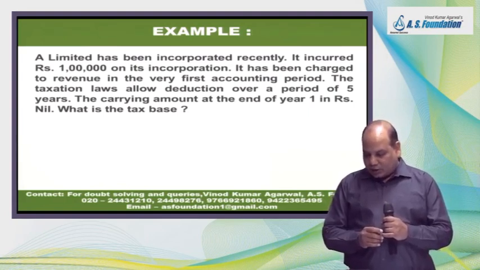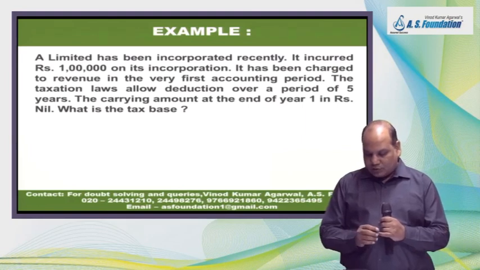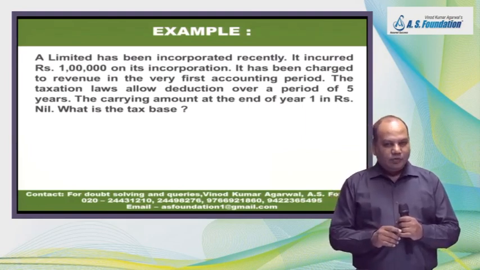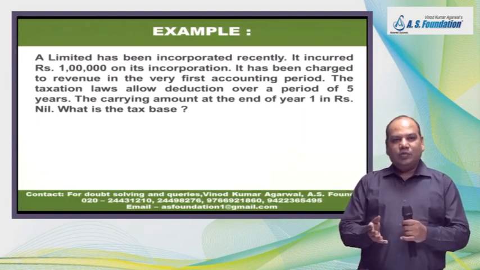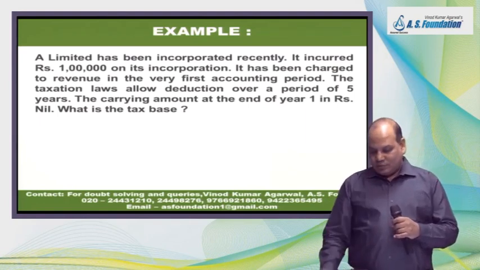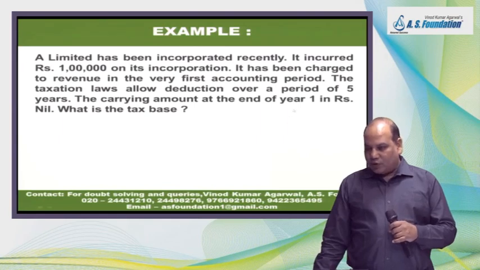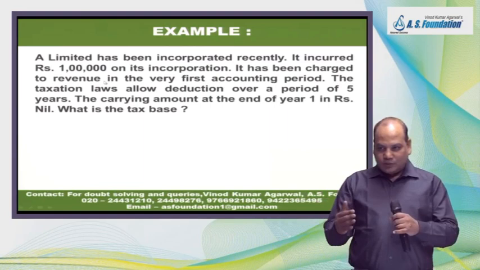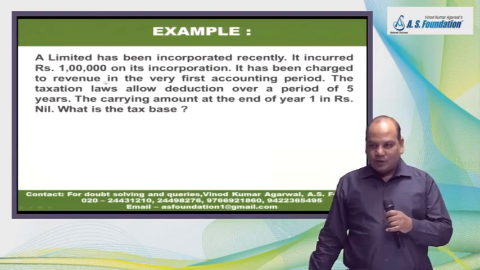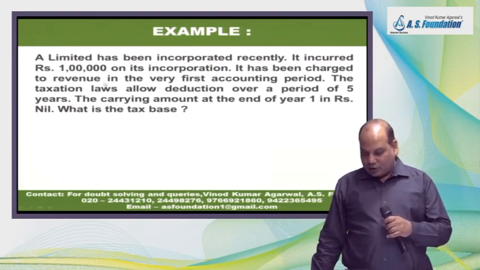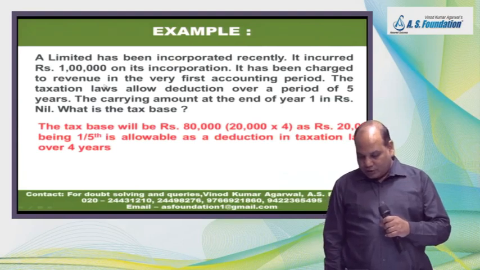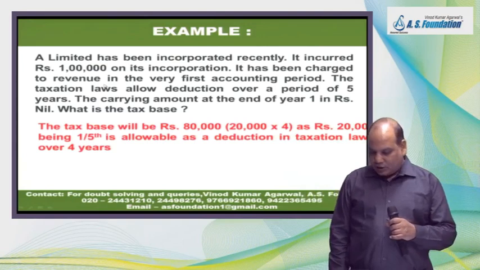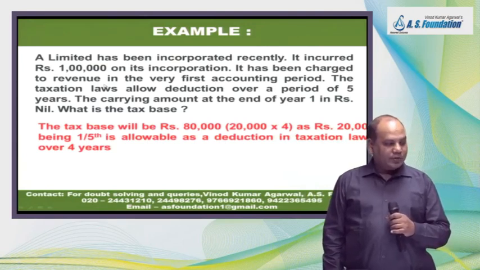Carrying amount at the end of year 1 means book value is nil. What is the tax base? Will it have a tax base? Carrying amount is nil. Yes. 4/5 of the amount will be the tax base because in the first year 1/5 will be written off. 4/5 will be written off in future periods. 4/5 of 1 lakh, that is 80,000, will be the carrying amount, will be the tax base.